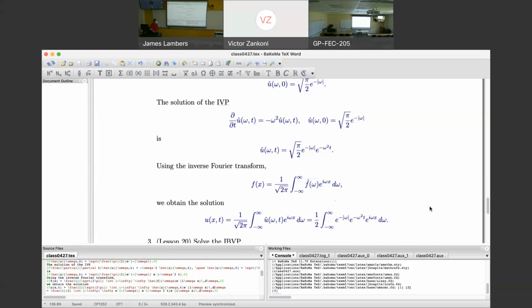So transform a PDE, transform the initial conditions using appropriate rules. That'll be found in the table. Solve the ODEs, inverse transform. That's the process.